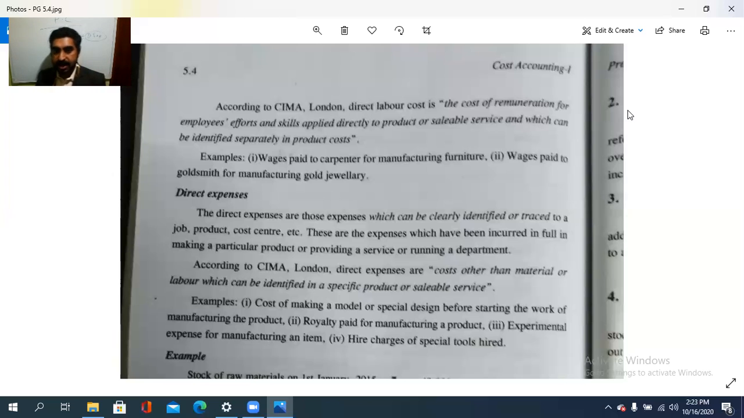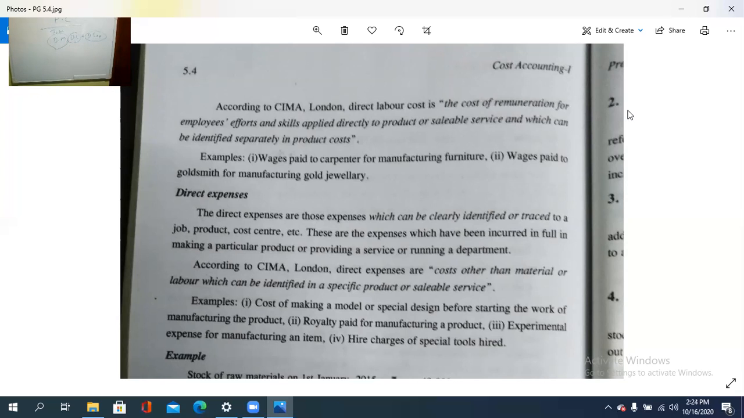According to CIMA London, direct expenses are the cost other than the material and labor which can be identified in a specific product or a saleable service. Example, cost of making a model or special design before starting the work of manufacturing a product, or the royalty paid for manufacturing a product, or the experimental expenses for manufacturing an item like that. So these are the direct expenses.